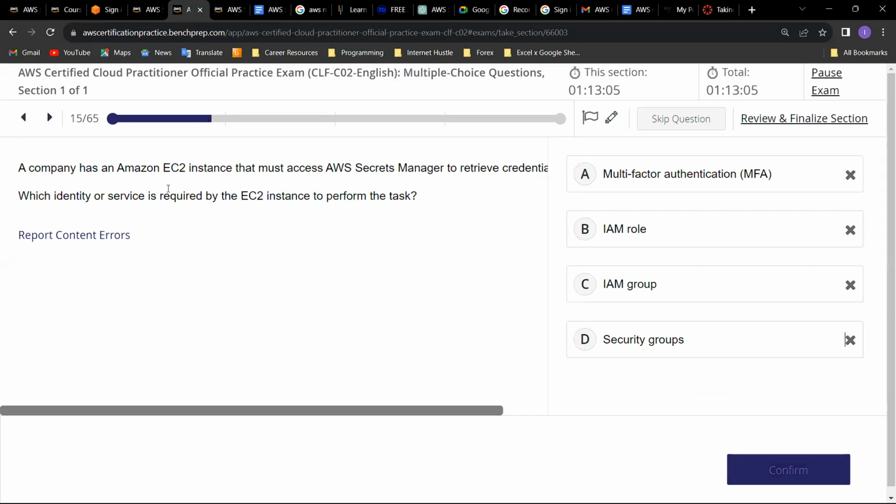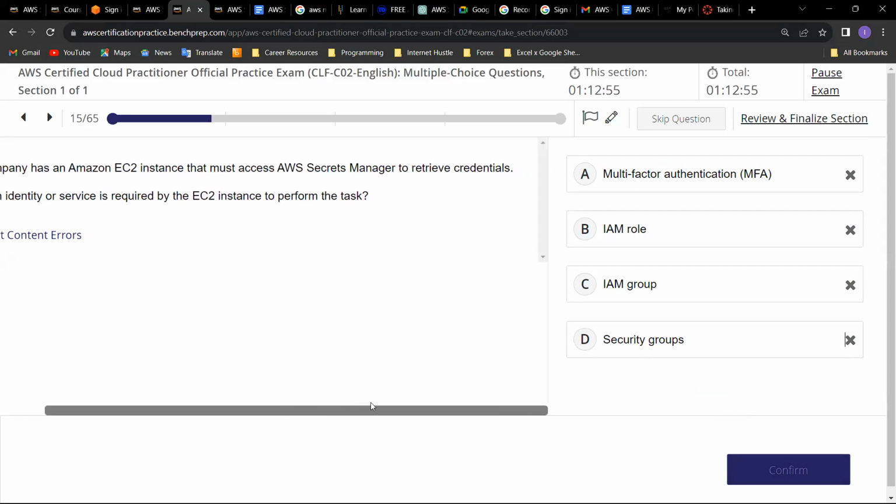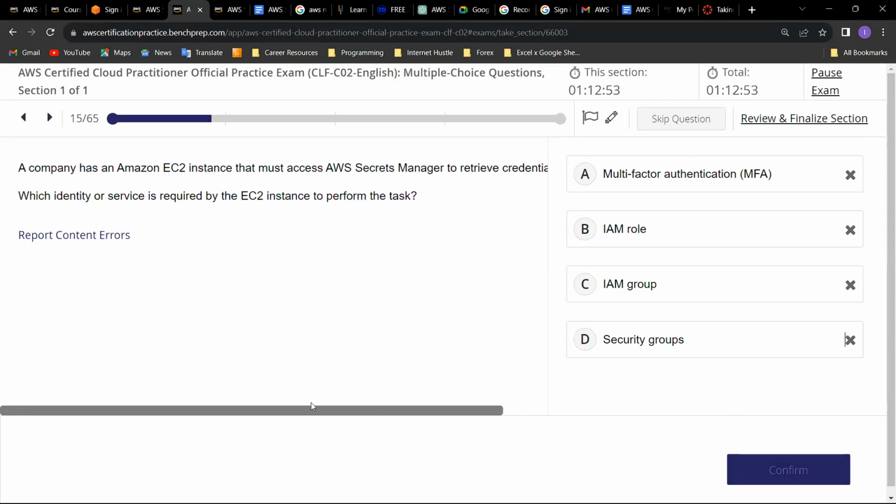A company has an Amazon EC2 instance that must access AWS Secrets Manager to retrieve credentials. Which identity or service is required by the EC2 instance to perform the task?